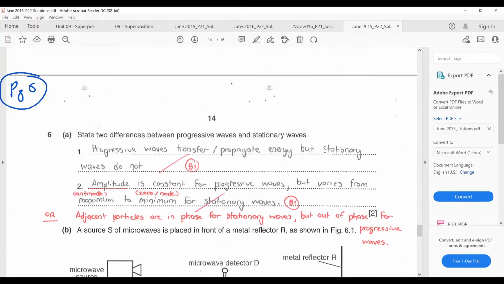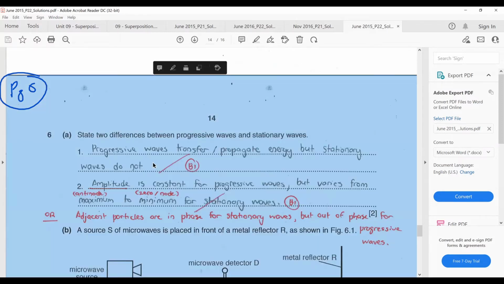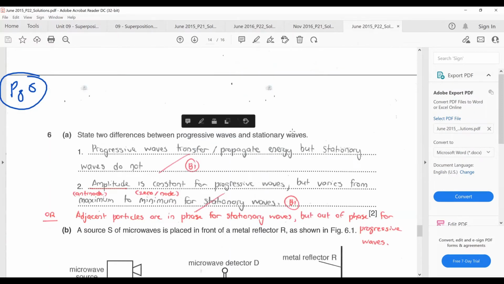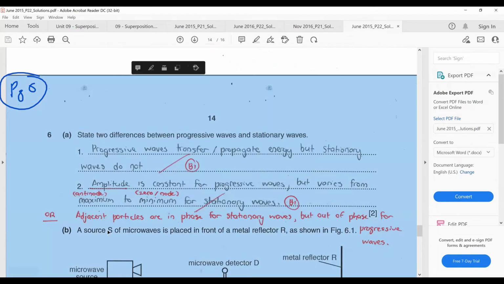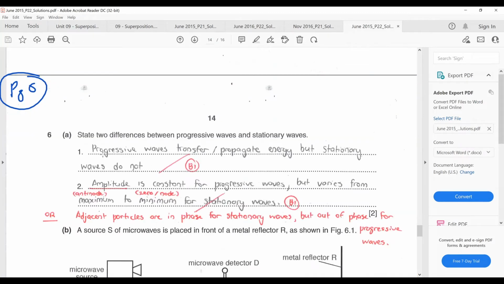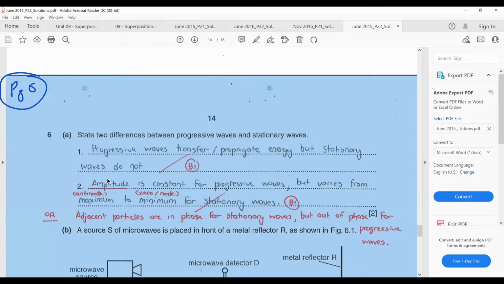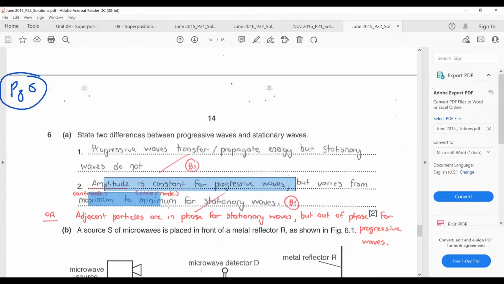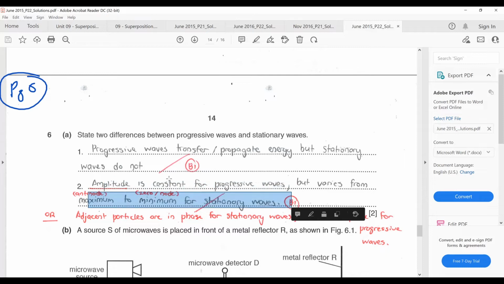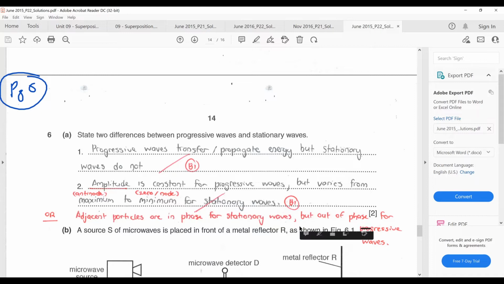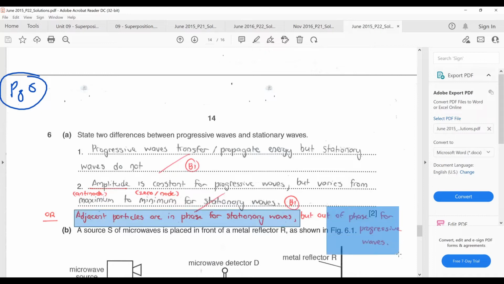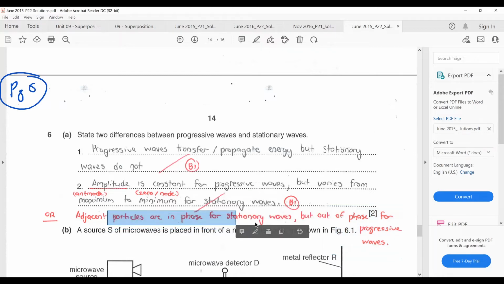Okay, so state two differences between progressive wave and stationary wave. Yeah, this kind of question does come up quite often. They will want you to explain what the differences are between a progressive wave and a stationary wave. So the answer will be any one of those things that I just mentioned inside the table of your notes. Progressive waves transfer energy, but stationary waves do not. Amplitude is constant for progressive waves, but varies from maximum to minimum for stationary waves. Or you can also say the ones in red: adjacent particles are in phase for stationary waves, but out of phase for progressive waves.